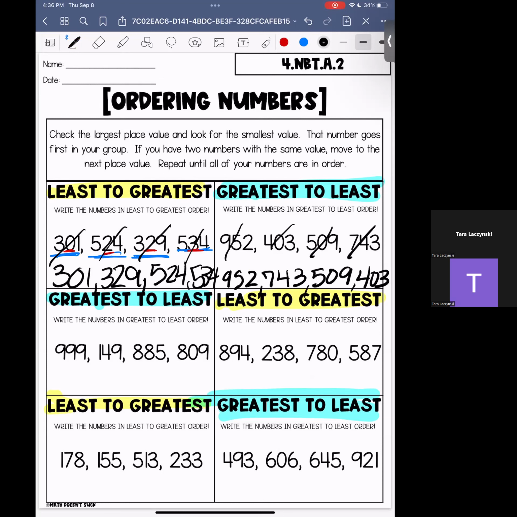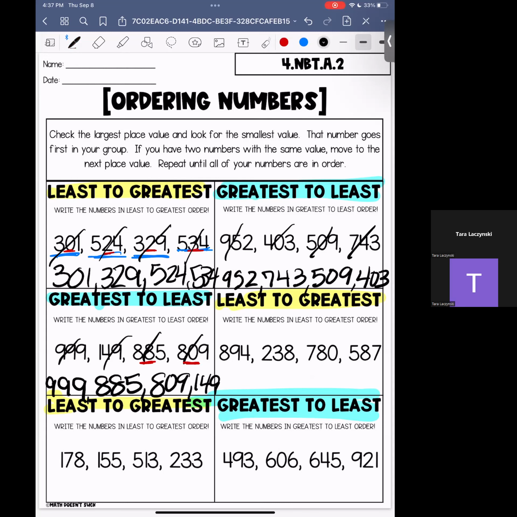Again, we're doing greatest to least with the next set. Looking at the largest place value first, I have 900, 100, 800, 800. Looking for the greatest value, starting with 999, 885, 809, and 149. Remember with these two 800s, the tens place is the place value that's going to help us decide.